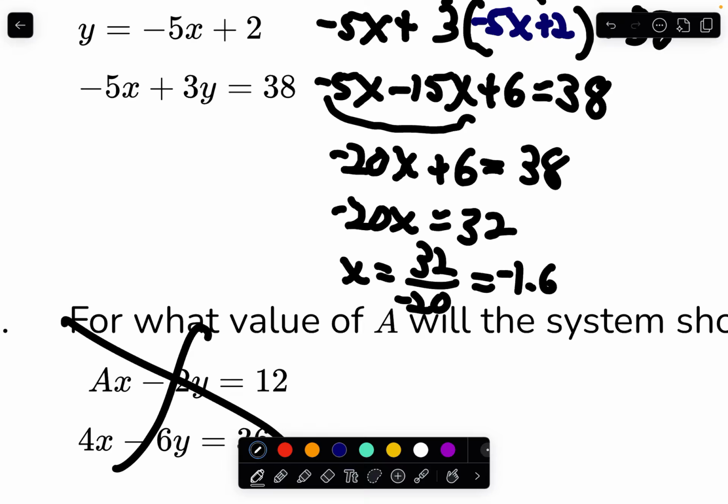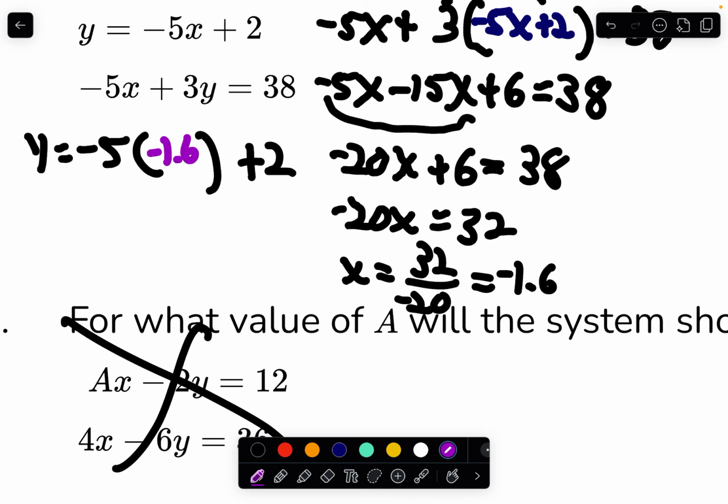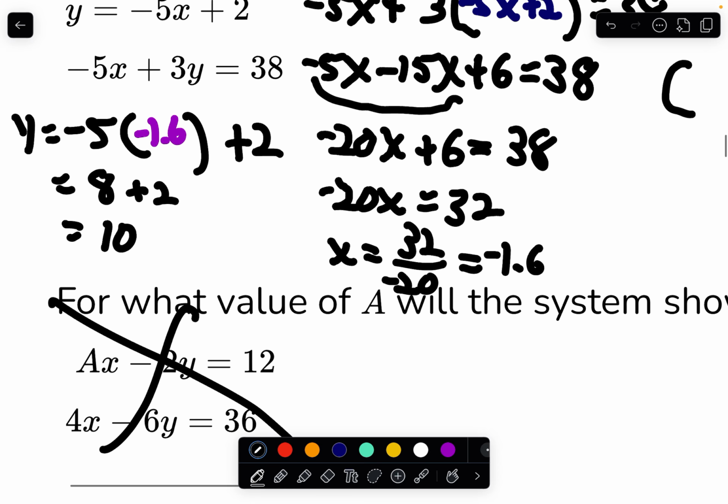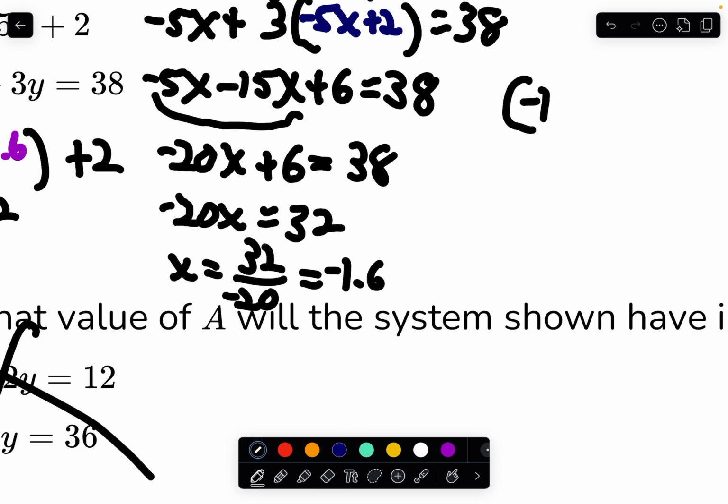Now I'm just going to take that and plug it in for y in the top equation. Y equals negative 5, parentheses, that's x, plus 2. But we found x to be negative 1.6. So I'll plug that in. And then when we simplify, negative 5 times a negative 1.6 is actually just a simple number, 8. Use a calculator. Plus 2, and that's 10. So our solution as an ordered pair would be negative 1.6, comma, 10.